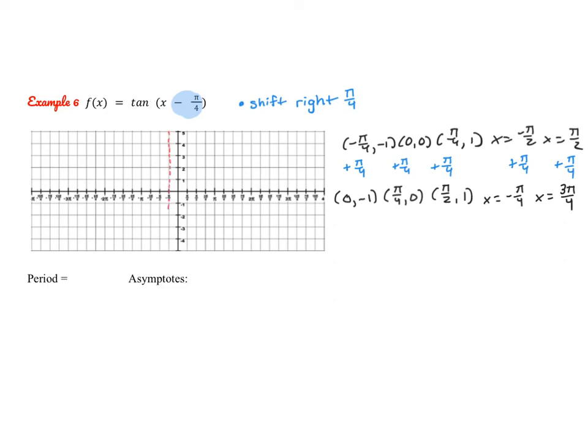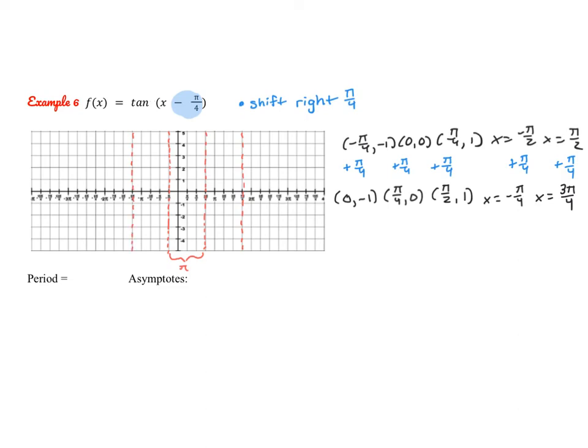So to graph, let's start with our asymptotes. So here's negative pi over 4. Here's 3 pi over 4. And again, let's just continue that pattern. They're still going to continue every pi units. So notice the distance from here to here is still pi. So we can count 1, 2, 3, 4, another pi units to the right. So it's 7 pi over 4, and we can go even pi units to the left.